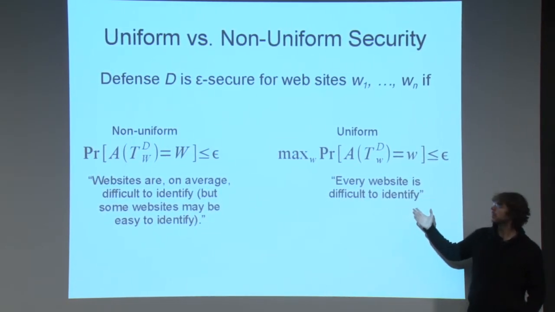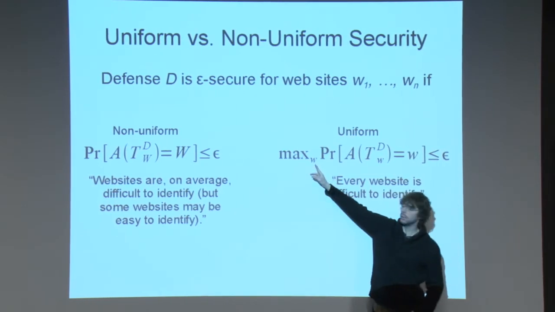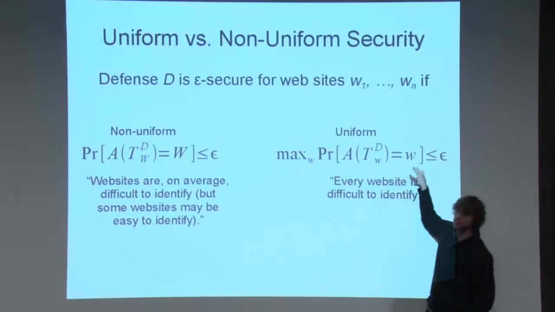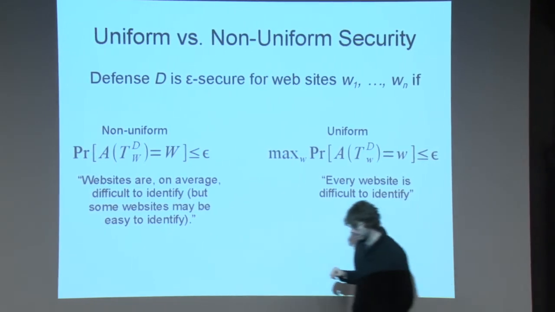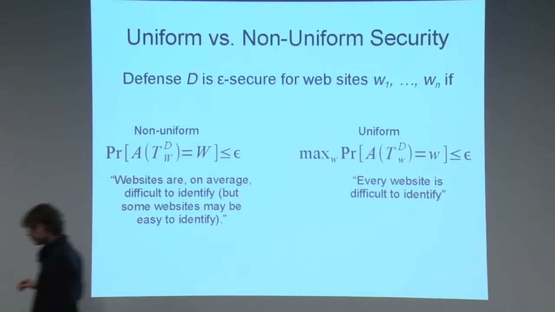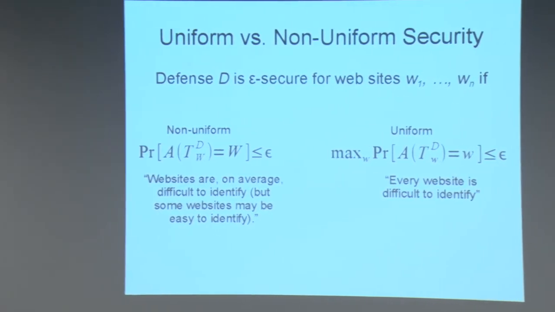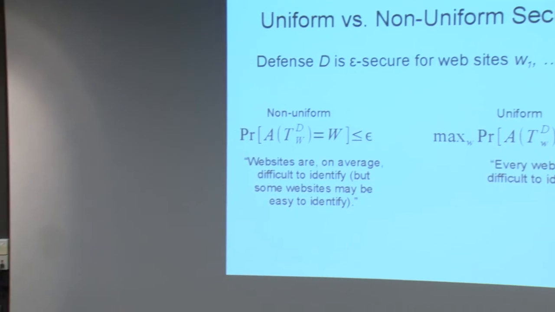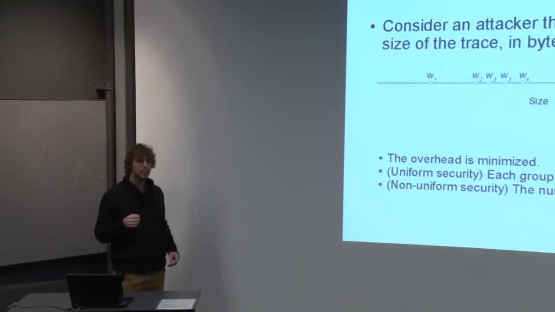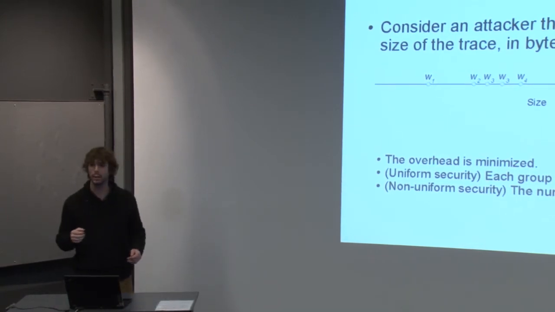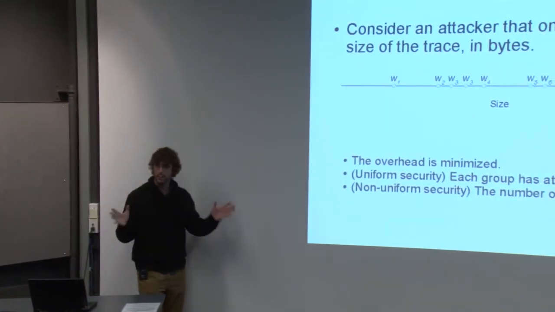The uniform definition says that we take a max of the attacker's success over all the websites, and we don't want any website to be easy to identify. And so that's how we summarize that. I believe the second one may actually be the same as a sort of min-entropy measurement. Now, let me show you how we can use these ideas to get a relationship between security and bandwidth. But we have to make a lot of simplifying assumptions.